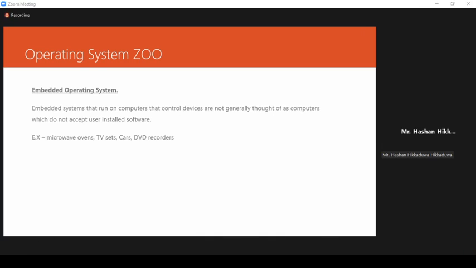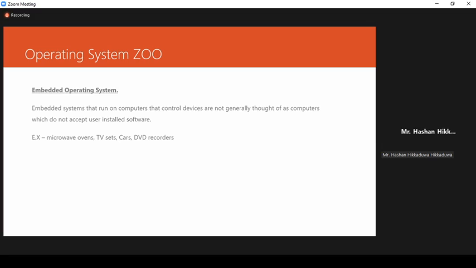Then embedded operating system. Embedded systems run on computers that control devices not generally thought of as computers, which do not accept user installed software. For example, microwave ovens, TV sets, cars, DVD recorders. We can actually use embedded operating systems. If you take a microwave oven or TV set, you are not going to install software.